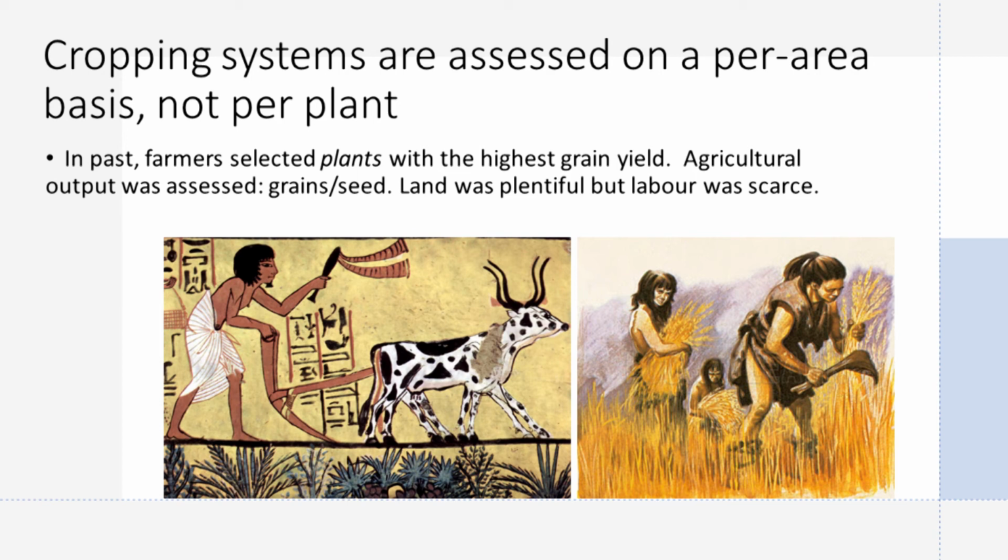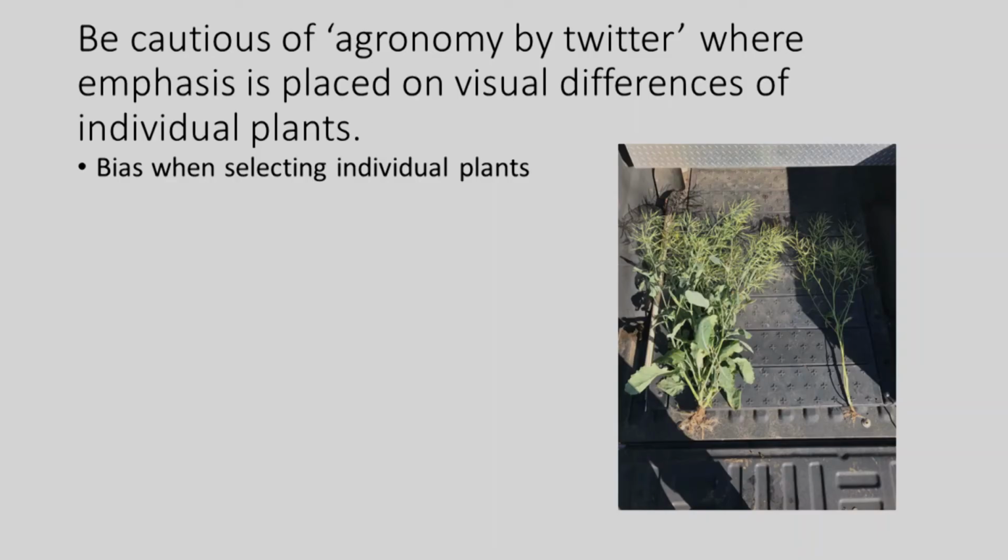One thing to be aware of is this: agronomy by Twitter, where you have really nice photos of individual plants, supposedly taken from a field, and people make judgments about certain varieties or crop management practices based on a visual comparison of individual plants. So this is again taken from Twitter. This is canola, and you see a canola plant on the left and on the right, and you might think, wow, I really want that plant on the left. That's the variety I would want, or whatever the management practice is that's producing that canola.